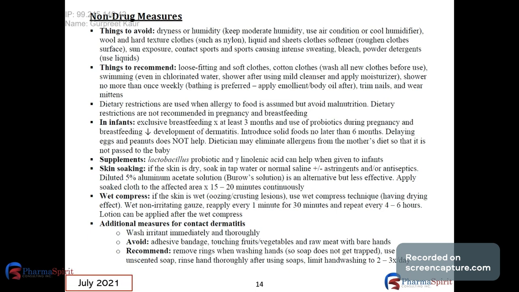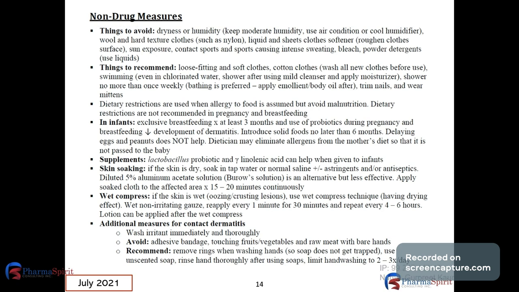For example, if the patient has an oozing lesion, the wet compress will help to dry up the oozing lesion. How do we use it? We use non-irritating gauze and we wet it, and then we apply it to the affected area for 1 minute, then remove it for 1 minute, and then apply for 1 minute and remove it for 1 minute. We do this for 30 minutes and we repeat it every 4 to 6 hours.